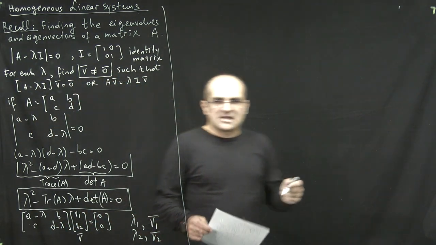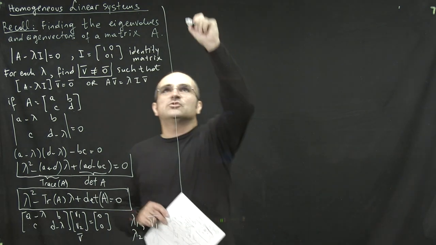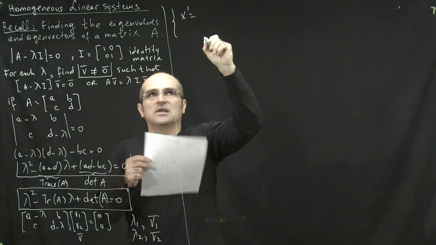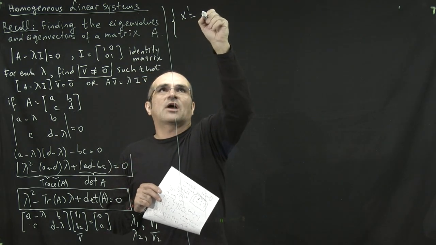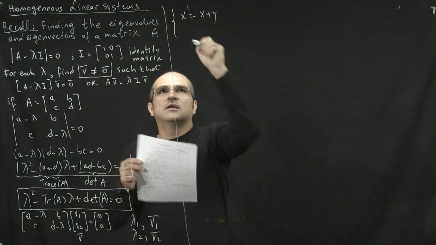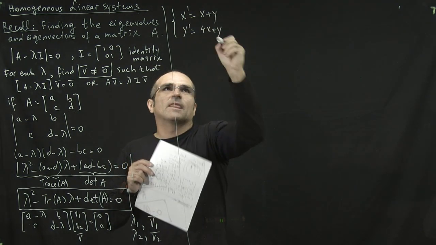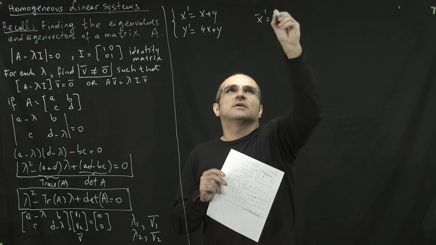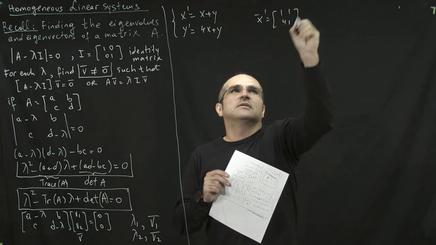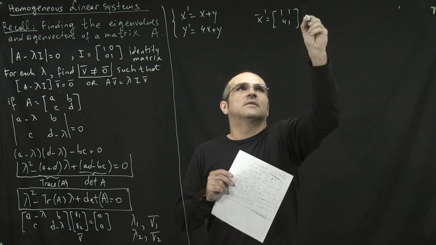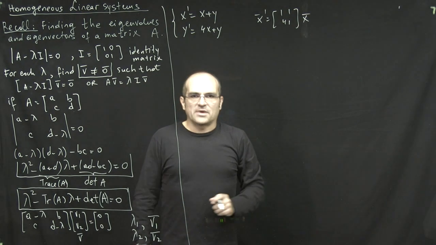So let's start with an example that we did last time. Suppose you want to solve, and let's write it by components this time. Suppose you want to find the solution of x prime equals x plus y, and then y prime equals 4x plus y. Which of course in the matrix form is [[1, 1], [4, 1]] times x bar, the column of the dependent variable.